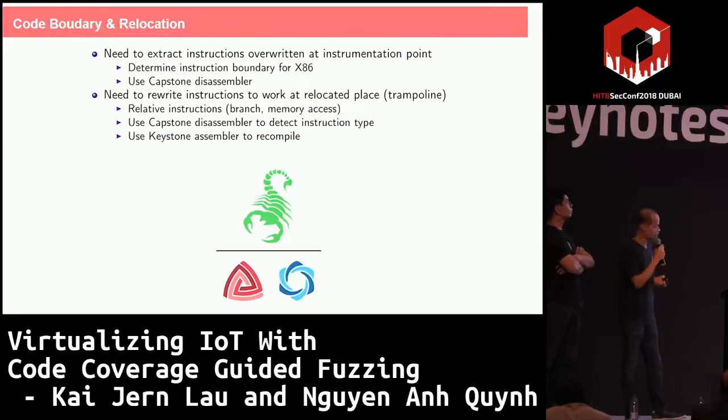Just one reason why Scorpio works on many CPUs and many operating systems is because Scorpio is built on two other frameworks for disassembler and assembler. For disassembler, we use the Capstone framework. For assembler, to rewrite code for relocating instructions, we use the Keystone assembler. Because Capstone and Keystone work on many operating systems and many CPUs, Scorpio built on top of that can work on the operating systems and all the CPUs I showed you.